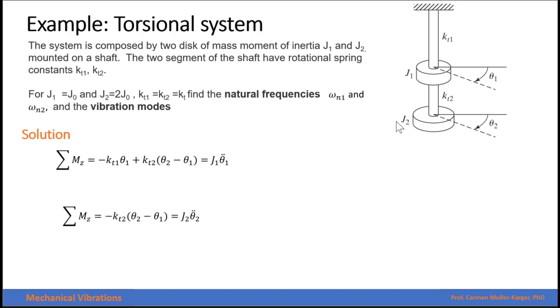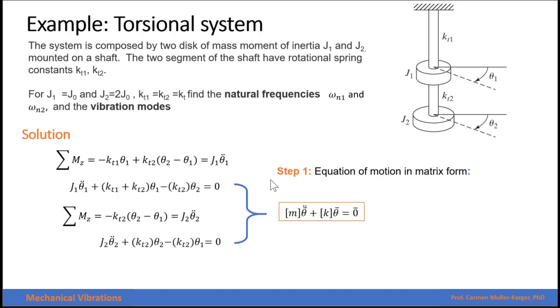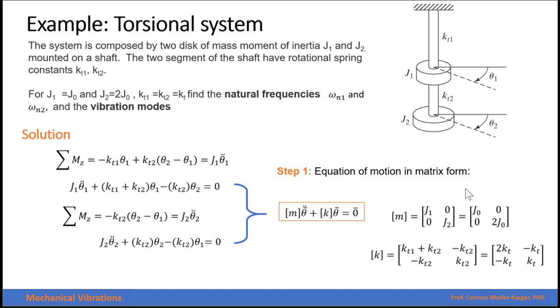These two equations can be written in matrix form as follows. We have a mass matrix multiplied by the acceleration vector plus a stiffness matrix multiplied by the displacement vector. The matrices are as follows. Since J1 is equal to J sub 0 and J2 is equal to J sub 0, we have a diagonal mass matrix, and the stiffness matrix takes this form.